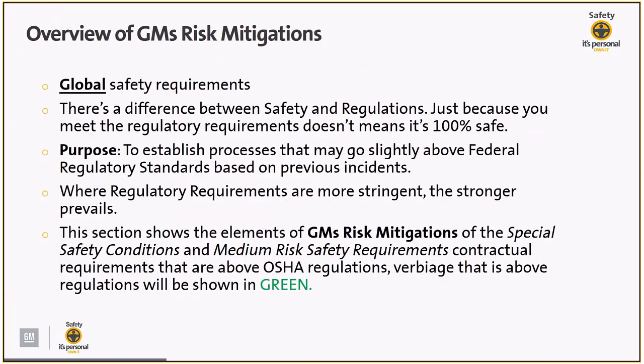Just a reminder here, we're going to do an overview right now of the GM risk mitigations. Reminder to you guys that these are global safety requirements and there is a difference between safety and regulations. Just because you meet regulatory requirements doesn't mean it's 100% safe. The purpose of GM risk mitigations is to establish processes that may go slightly above federal regulatory standards based on previous incidents. Where regulatory requirements are more stringent, the stronger prevails. This section shows the elements of GM risk mitigations of the special safety conditions and of the medium risk safety requirements, which are both contractual requirements that are above OSHA regulations. So we're going to review verbiage in green.